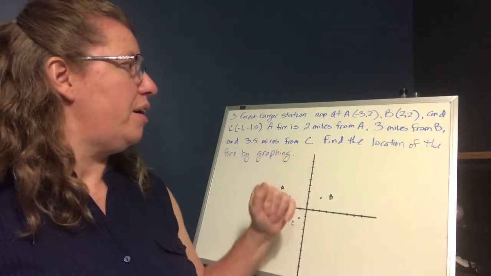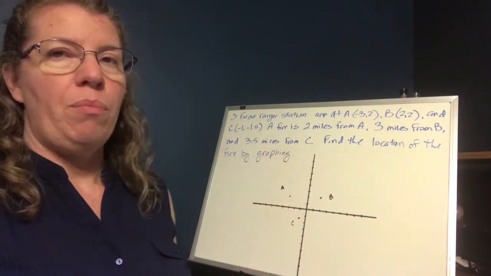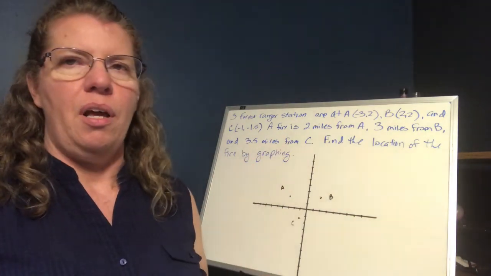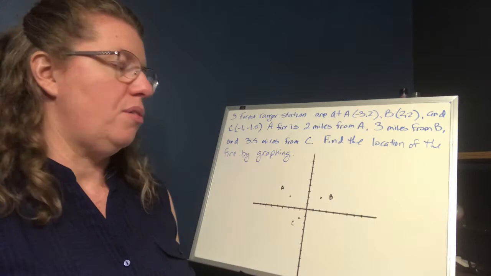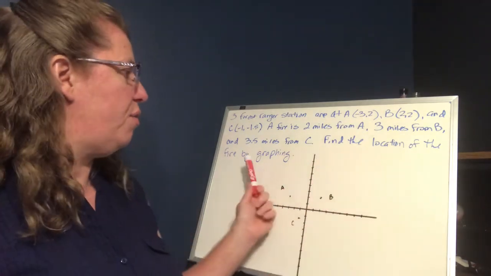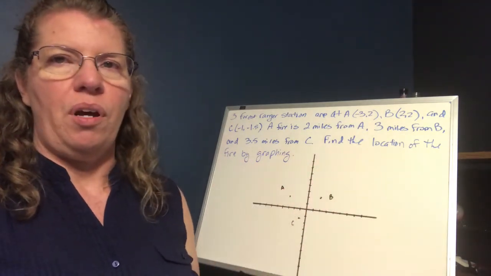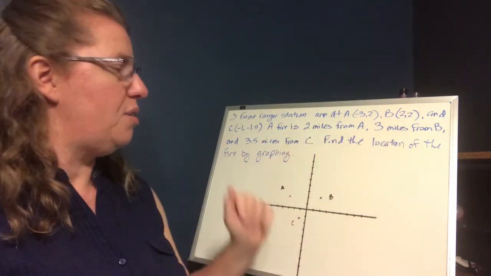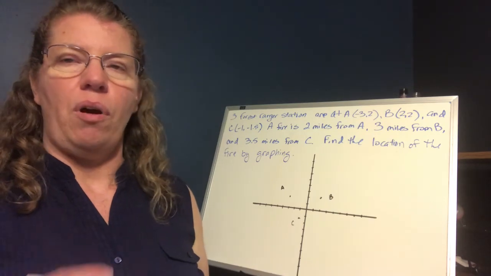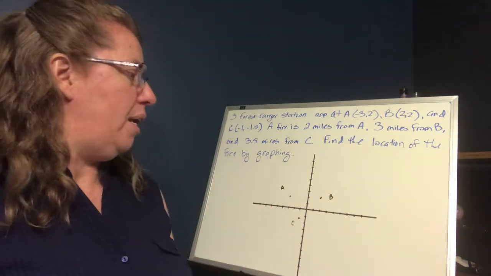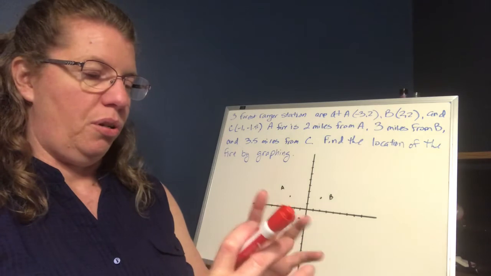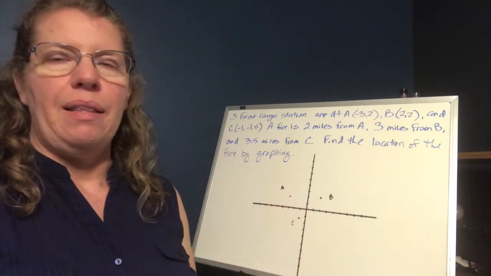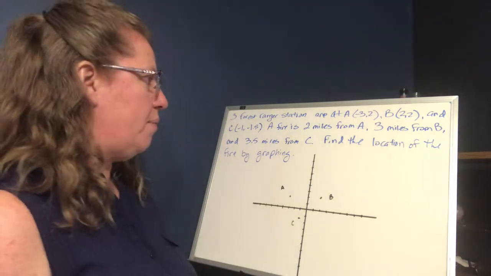And they said a fire is 2 miles from A, 3 miles from B, and 3.5 miles from C, but they don't have any direction of where this fire is. So the idea is, can we find the location of the fire by graphing what we do know? We know how far away from each of the stations the fire is. So if we draw a circle with that radius, we're going to see kind of like a circle of influence, and where they all meet, where they all touch, that will be where our fire is. That's what we're looking at, okay?